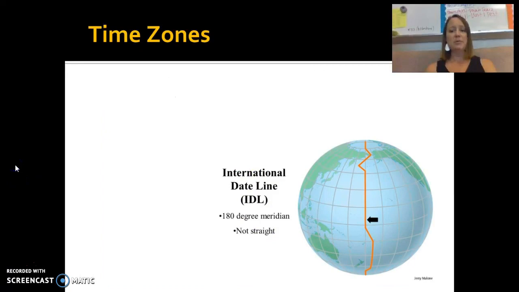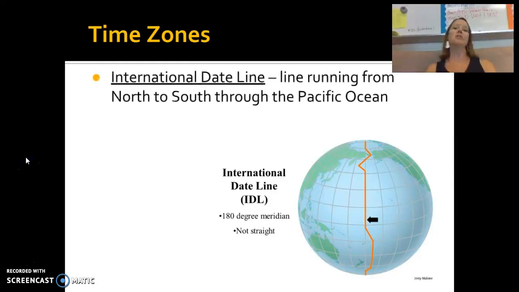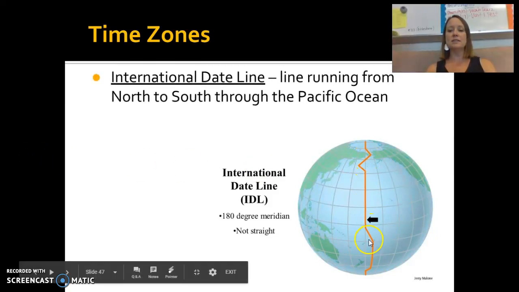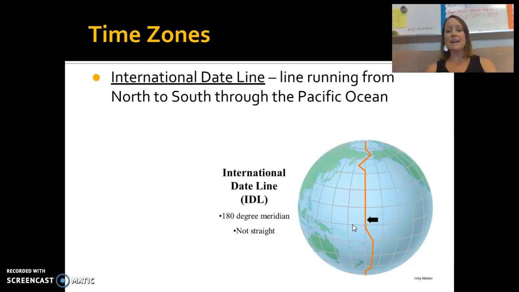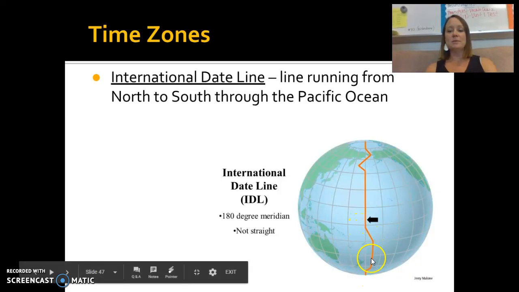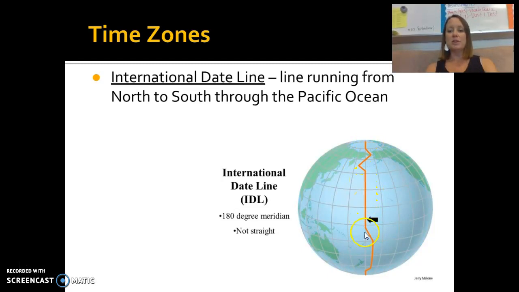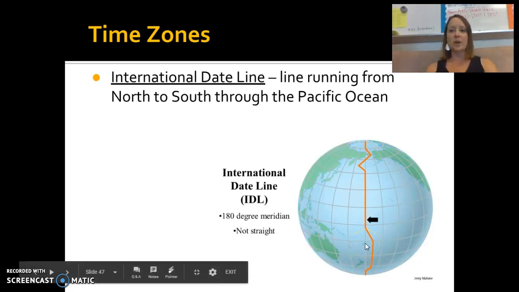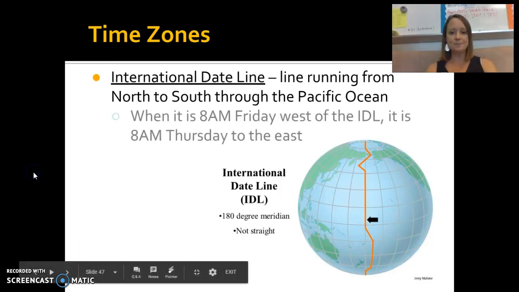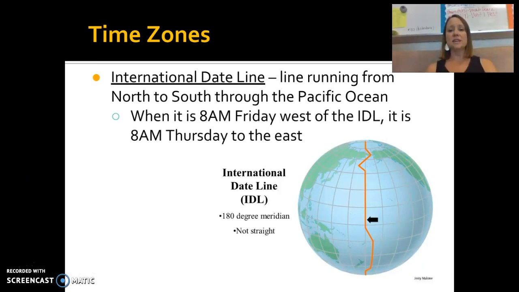Now, opposite the prime meridian is the international dateline. Notice that it's not straight. Part of the reason is there are a few islands here. When you cross the international dateline, you are actually changing days. So when we determine time zones, sometimes we will bend or curve where the boundaries would be so that certain areas aren't in different days or different time zones. So the way to read it, if you are to the west of the international dateline, it's 8 a.m. Friday. When you cross the dateline, it becomes 8 a.m. Thursday.